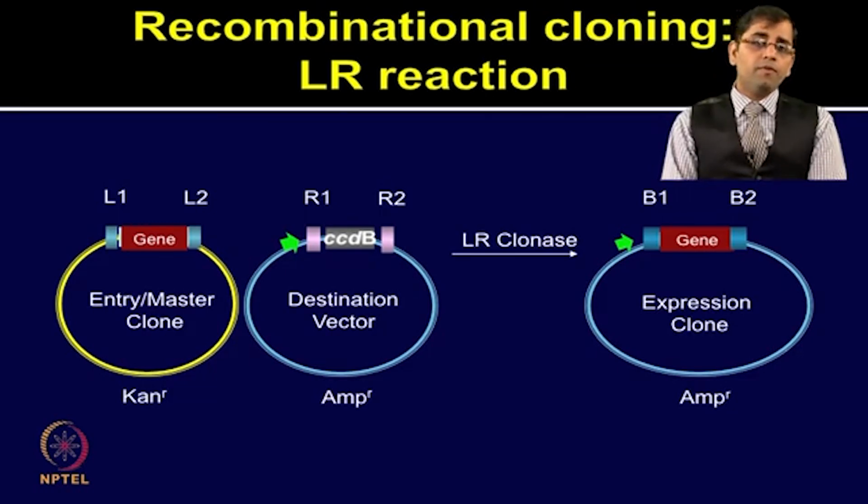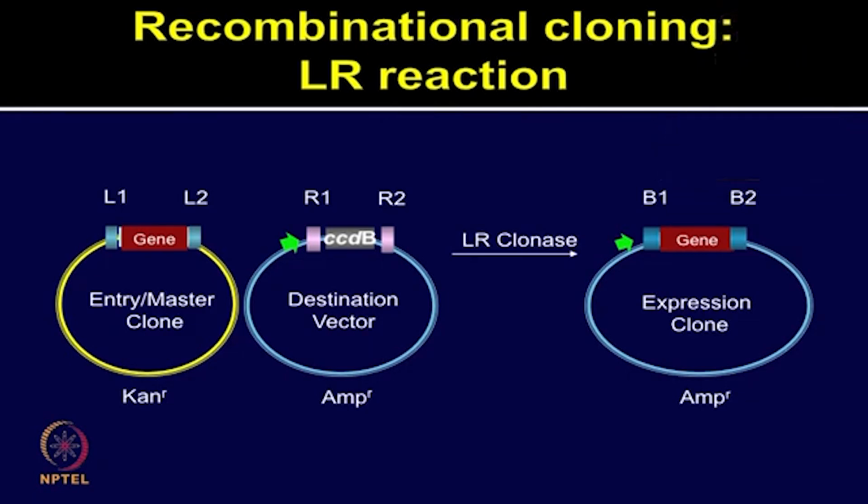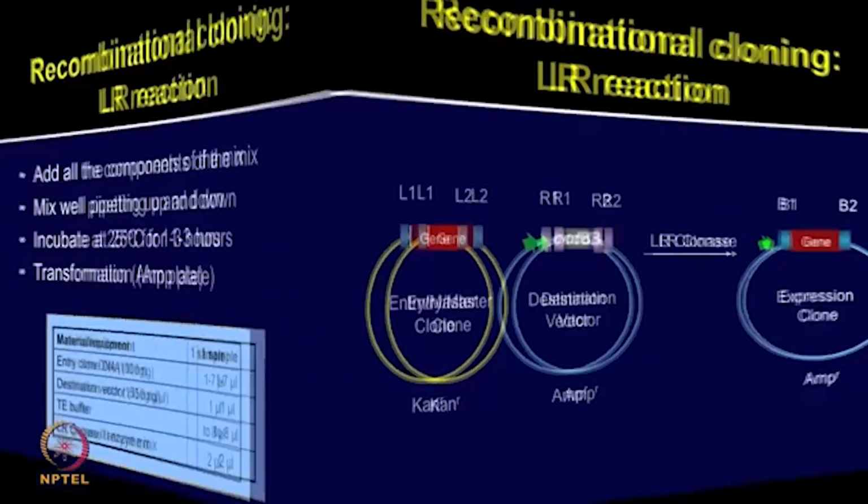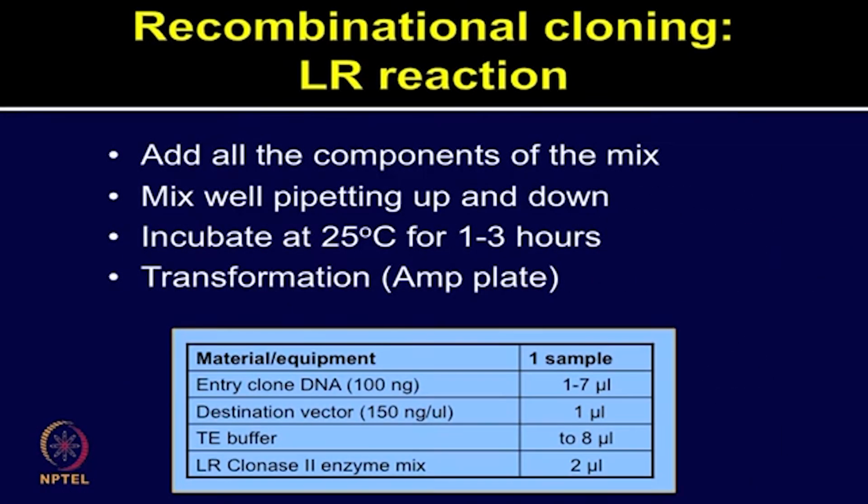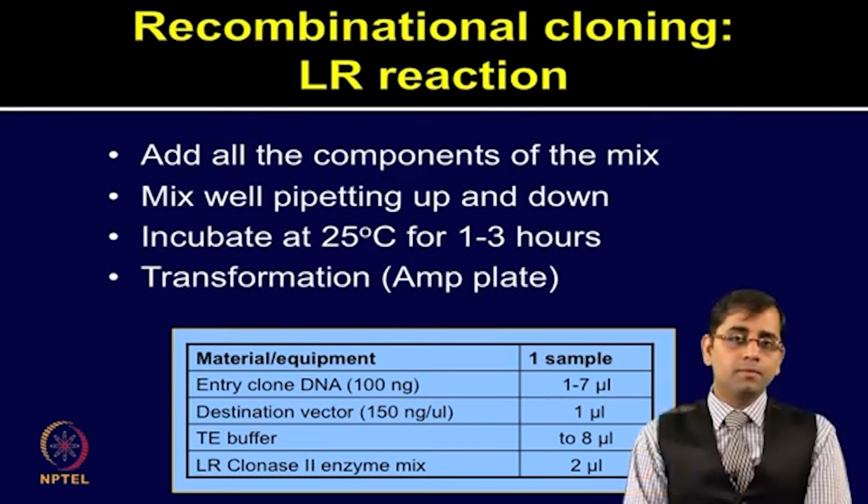pDEST is modified to accept the protein coding sequence in frame from the master or entry clone by using recombinational cloning enzyme known as LR clonase. Once this reaction is completed, then the reaction mix can be plated on ampicillin plate, and since the vector contains the ampicillin resistant genes, it can be screened on the ampicillin plates. Let us now discuss the recipe for LR reaction.